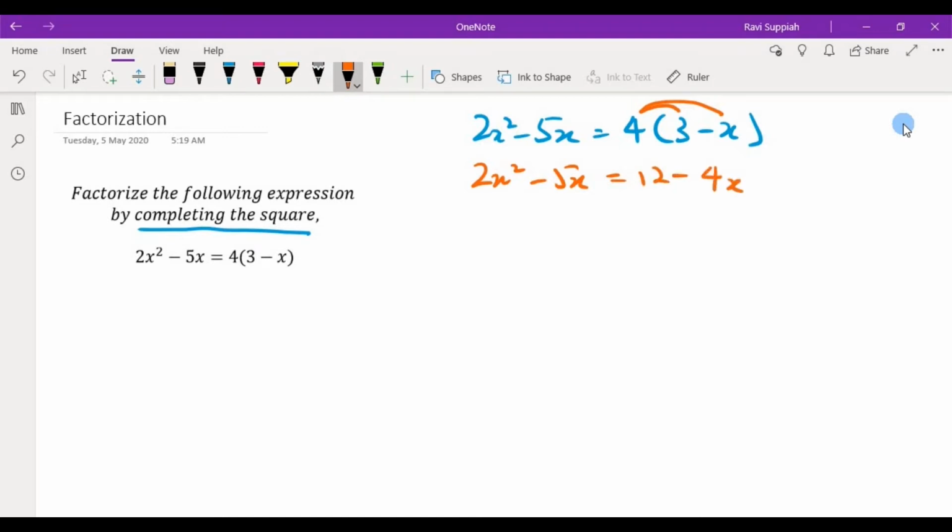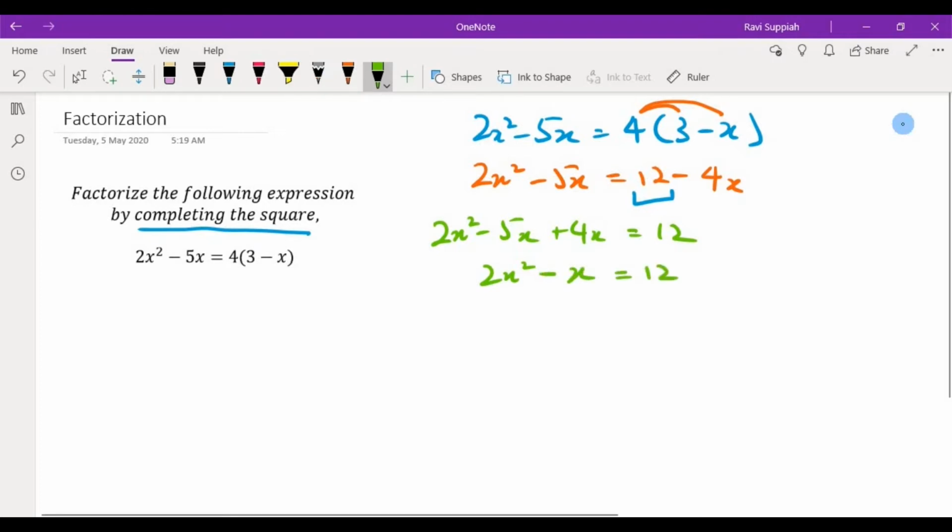Okay, now for completing the square, you can actually leave the constant term. This is the constant term. We can leave the constant term on the right hand side and bring the x squared and all the x terms over to the left hand side. So what I will have here is 2x squared minus 5x plus 4x equals 12. All right, so I have 2x squared minus x equals 12.